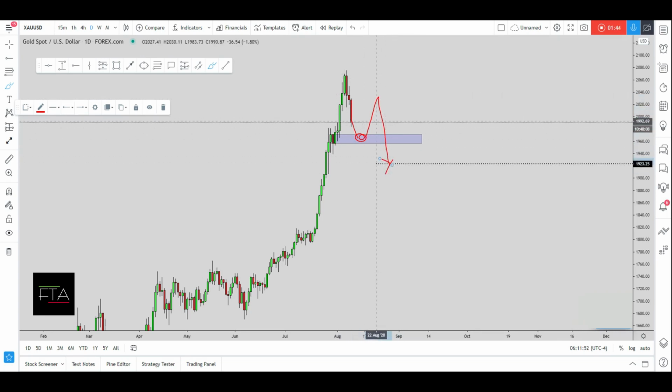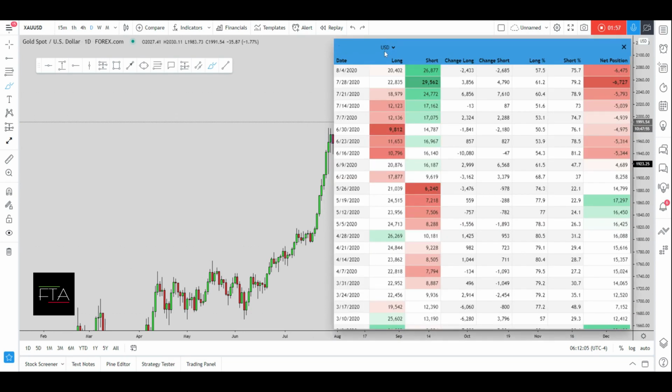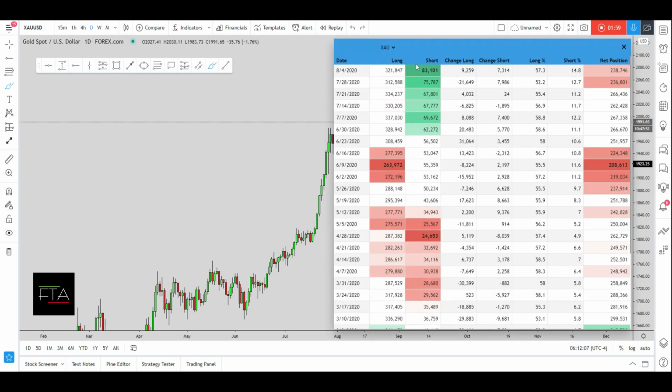However, we have a downside target from the weekly. So what kind of situation do we have and how will we be approaching it with students? Now, before I show you how we will be approaching this kind of situation with students, let's go and take a quick look at what we have on gold from a COT perspective, so what the biggest banks and institutions are currently doing on gold.